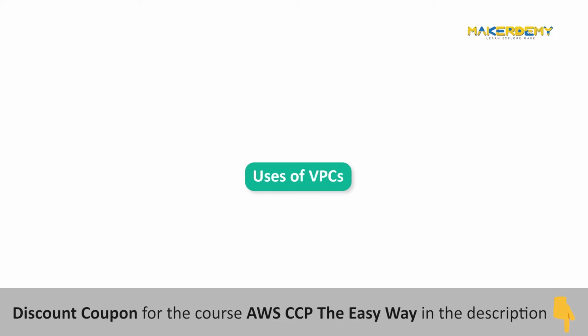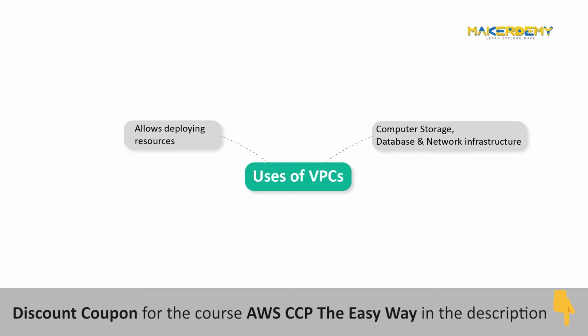Now, what do you use a VPC for? Well, essentially, it allows you to start deploying resources within your VPC. For example, different compute resources or storage or database and other network infrastructure among others. And this allows you to start building and deploying your solutions within the cloud.